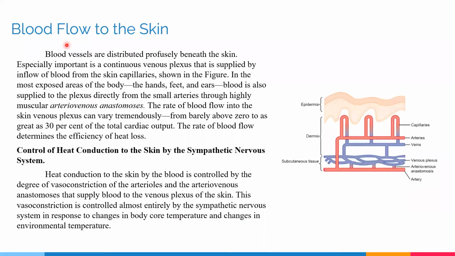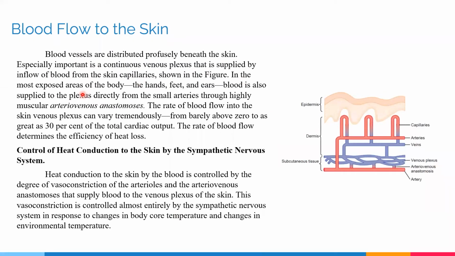Next, let us move on to blood flow to the skin. Blood vessels are distributed profusely beneath the skin. Especially important is a continuous venous plexus that is supplied by inflow of blood from the skin capillaries. That is shown by the figure, which is the network that is shown right here.